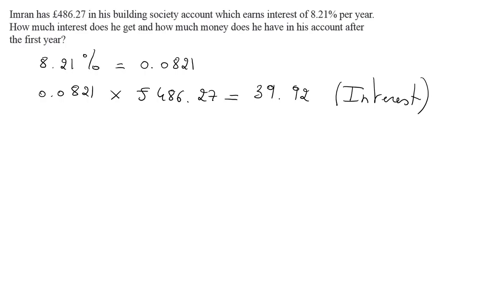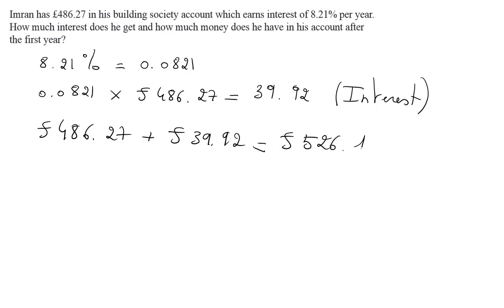So what will Imran get in his account after the first year? Well, it's going to be your original number plus the interest that he gets. And that will make 526.19. So after 1 year, he will have £526.19 in his account. Voila.